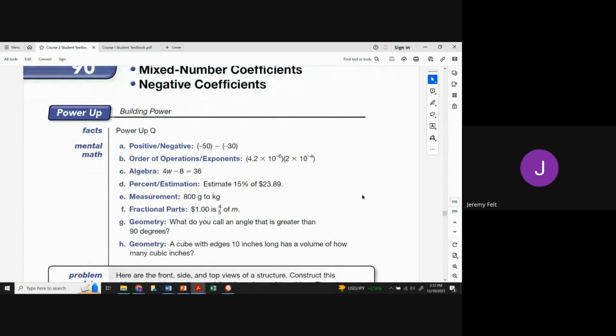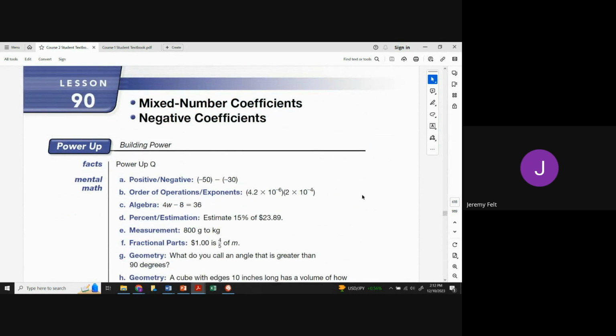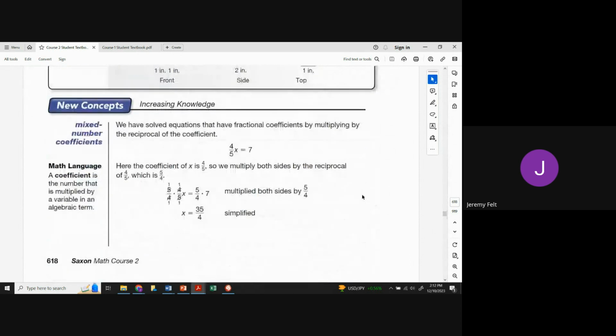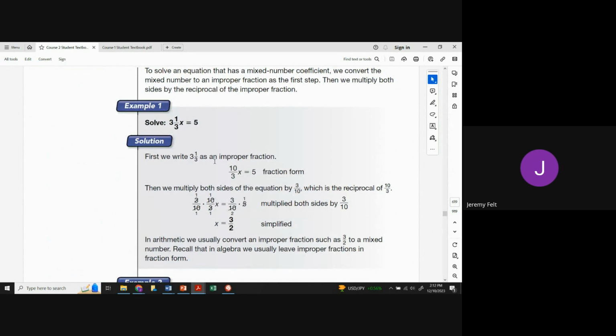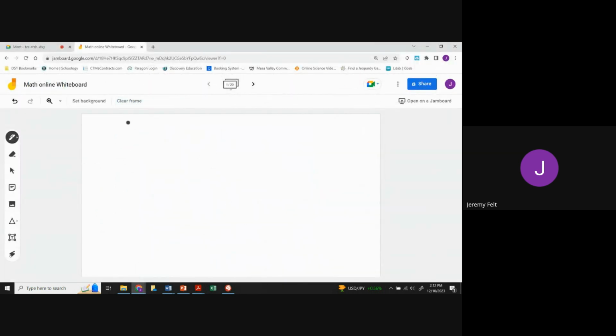Last lesson we're looking at for this unit, we're using mixed number coefficients and negative coefficients. Again, coefficient is just that number next to our unknown. And so if we have, still the same procedure, we still have to use inverse operations to try and get our unknown by itself.